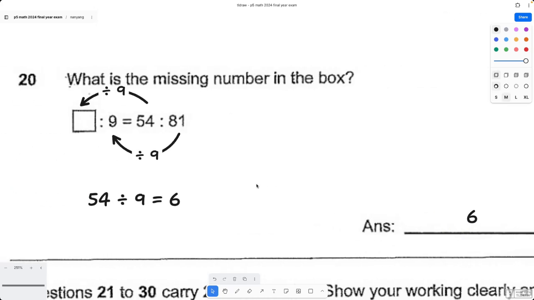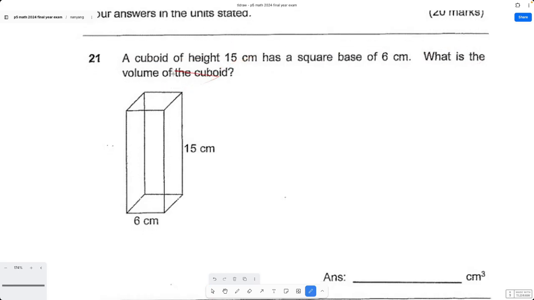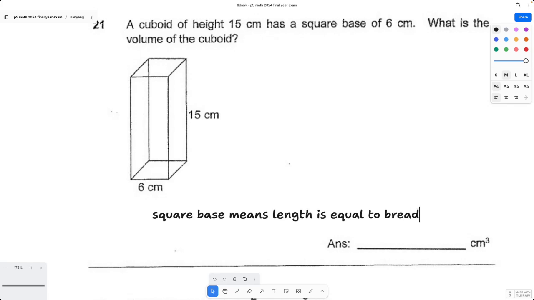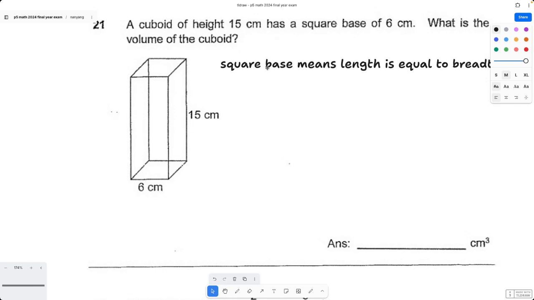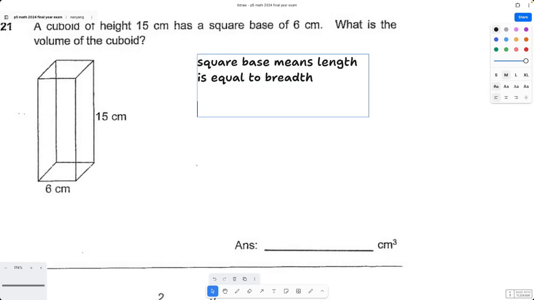All right, let's move on to the next question. Question 21. A cuboid of height 15 centimeters has a square base of 6 centimeters. What's the volume of the cuboid? When it says square base, it means length is equal to breadth. So if length is equal to 6 centimeters, then breadth is equal to 6 centimeters.